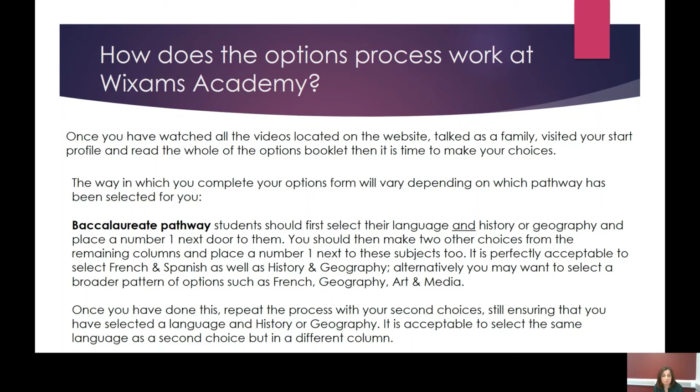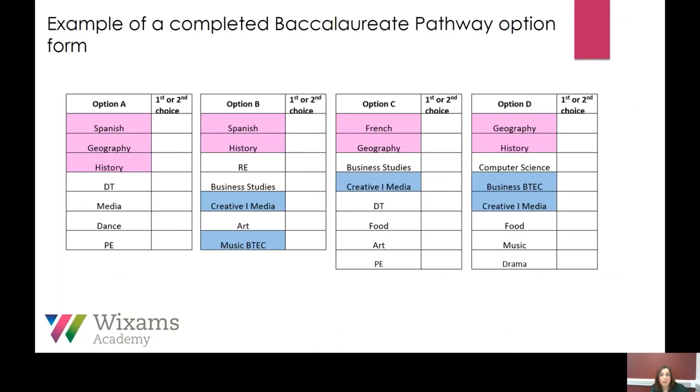Alternatively, you may want to select a broader pattern of options such as French, geography, art and media. Once you've done this, then you need to repeat the process for your second choices, still ensuring that you've selected the language and history or geography. It is acceptable to select the same language as a second choice, but it has to be in a different column. So for example, here I've got a baccalaureate pathway form.